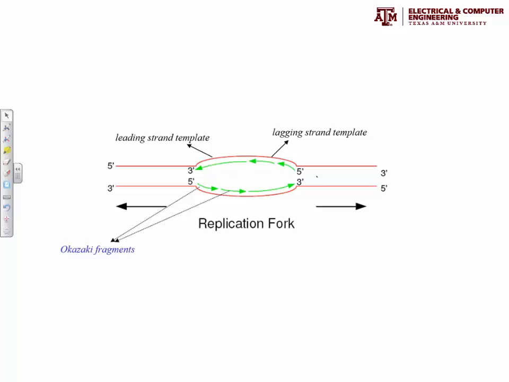No, synthesis is from the 5' end to the 3' end, not on the template, but on the actual strand that is being synthesized. Only one way. DNA polymerase can go only one way. Yeah, I'm getting to that, how to connect these pieces. That's a good question. I'm getting to that. They will get connected. All right, any other questions so far?